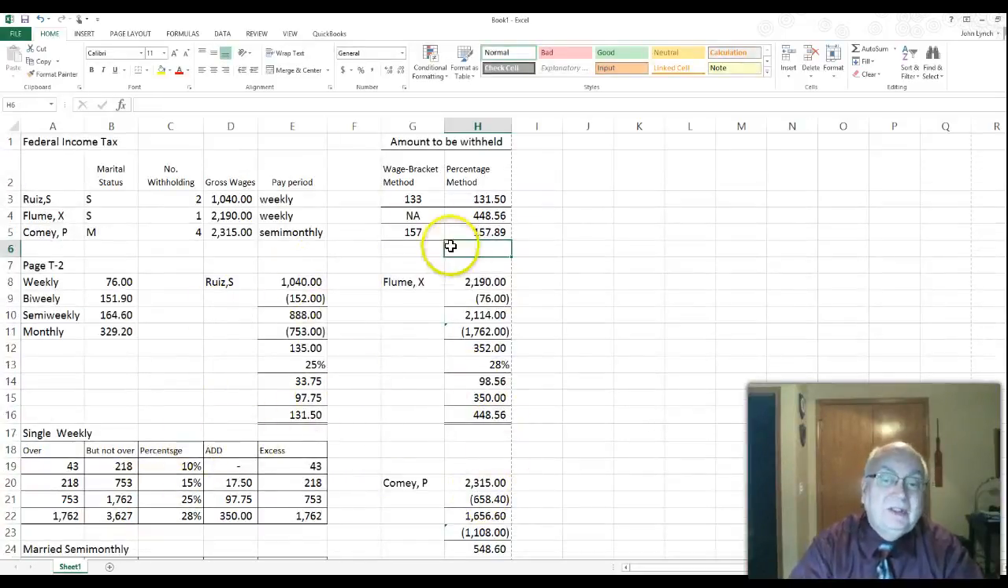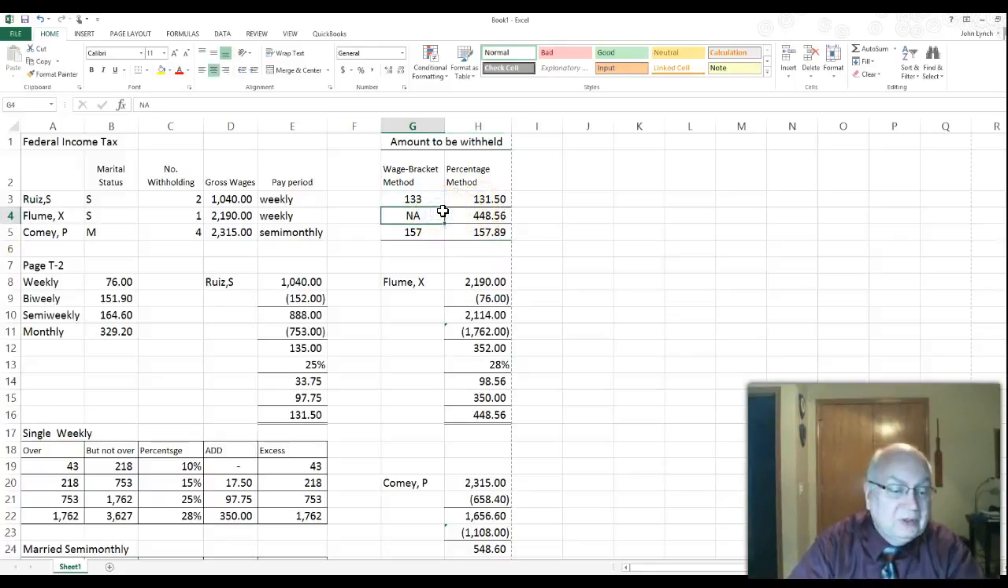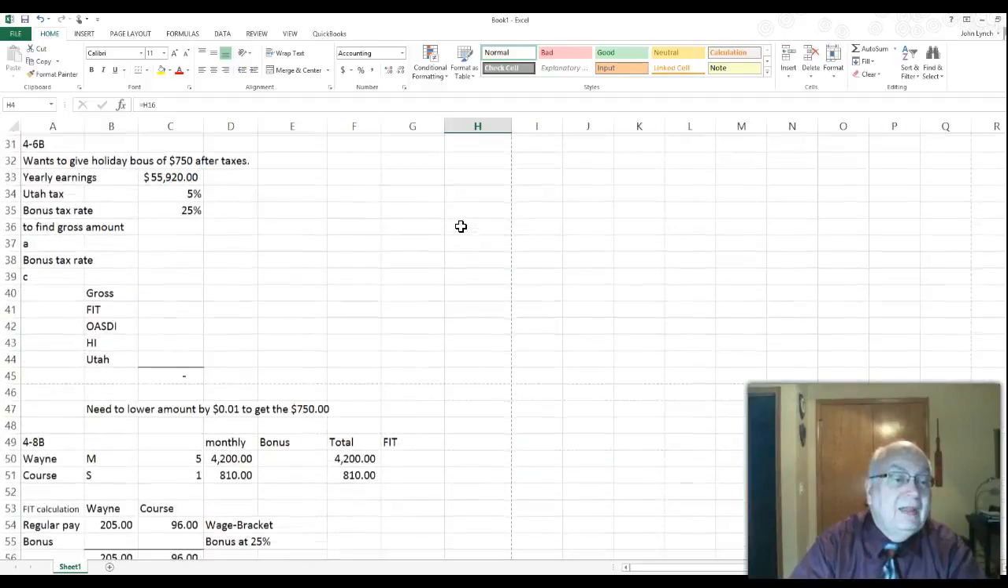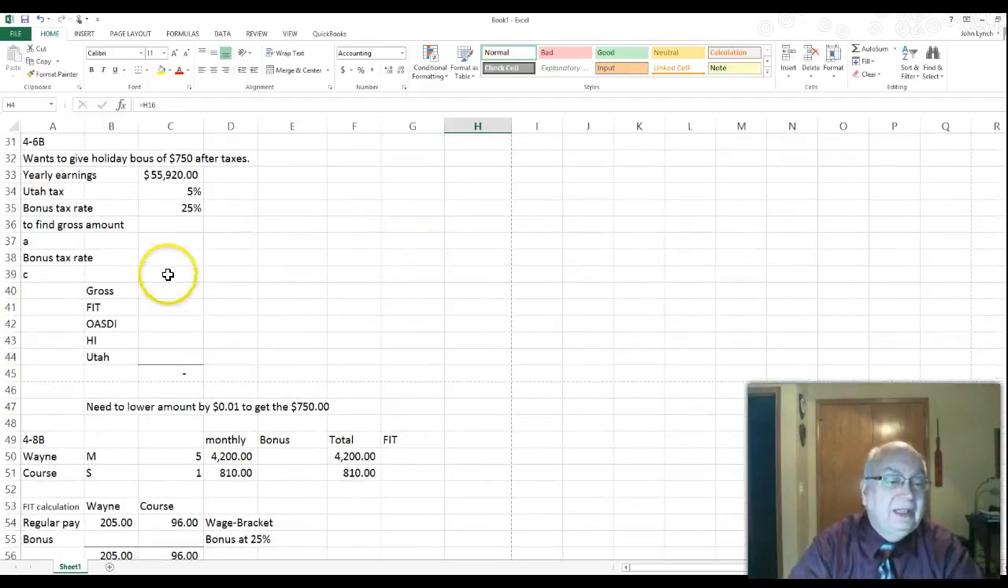Okay, that's the percentage method. This gives you the wage bracket method comparison to the percentage method. You don't do both methods, you only do one or the other. Now this individual was over, so you can't do the wage bracket. You have to do the percentage method. So his tax would be 448.56. Okay. The next one is 46B, because I know that had some problems.